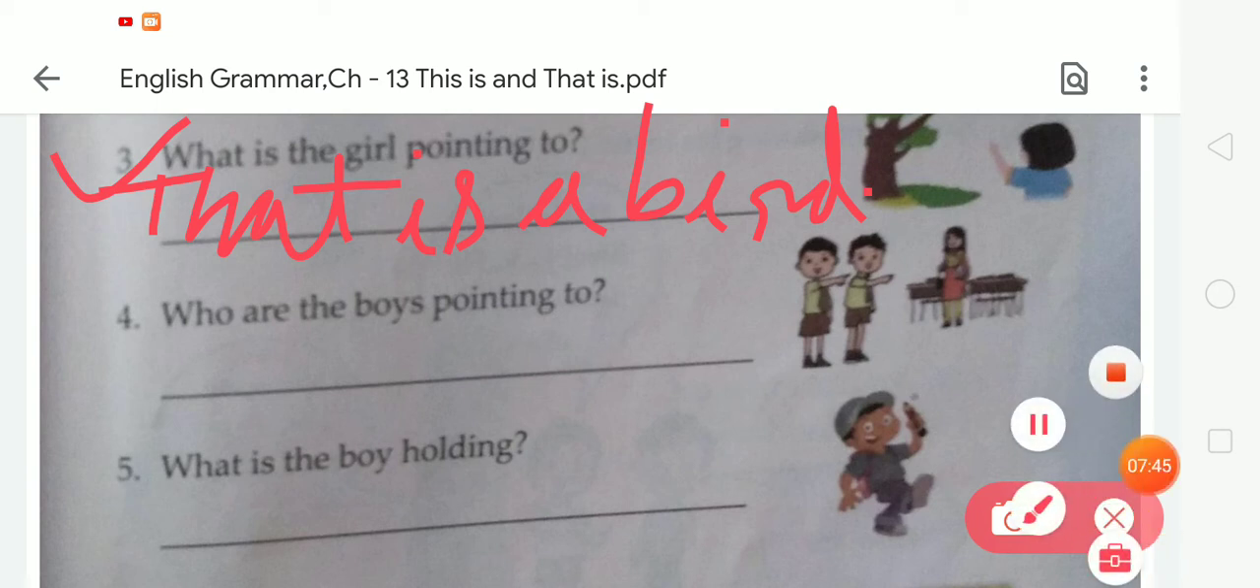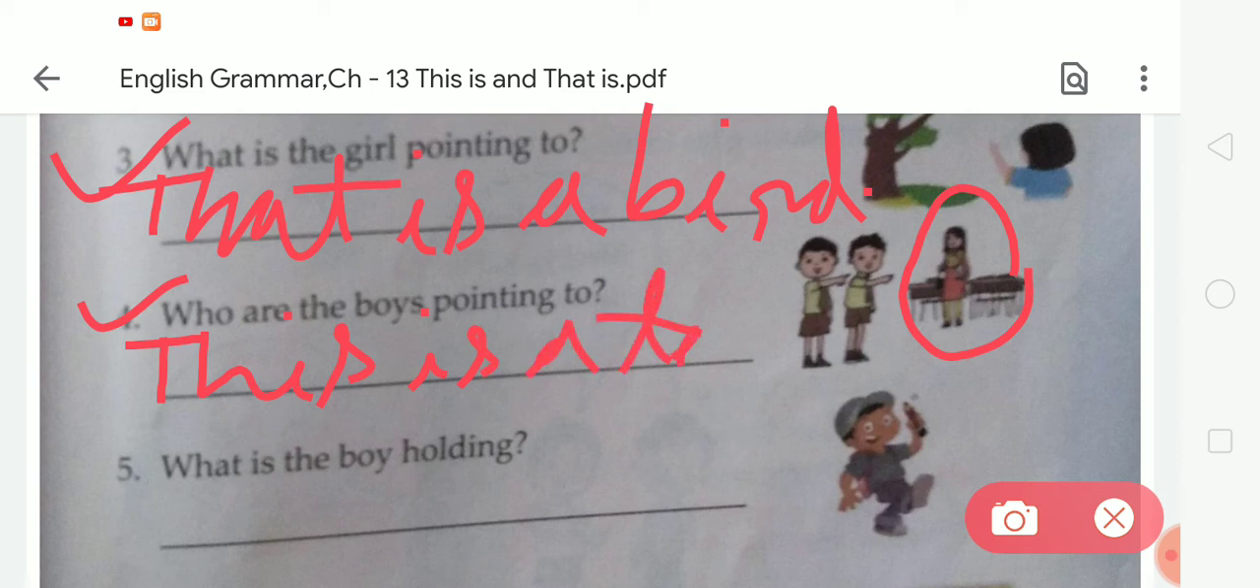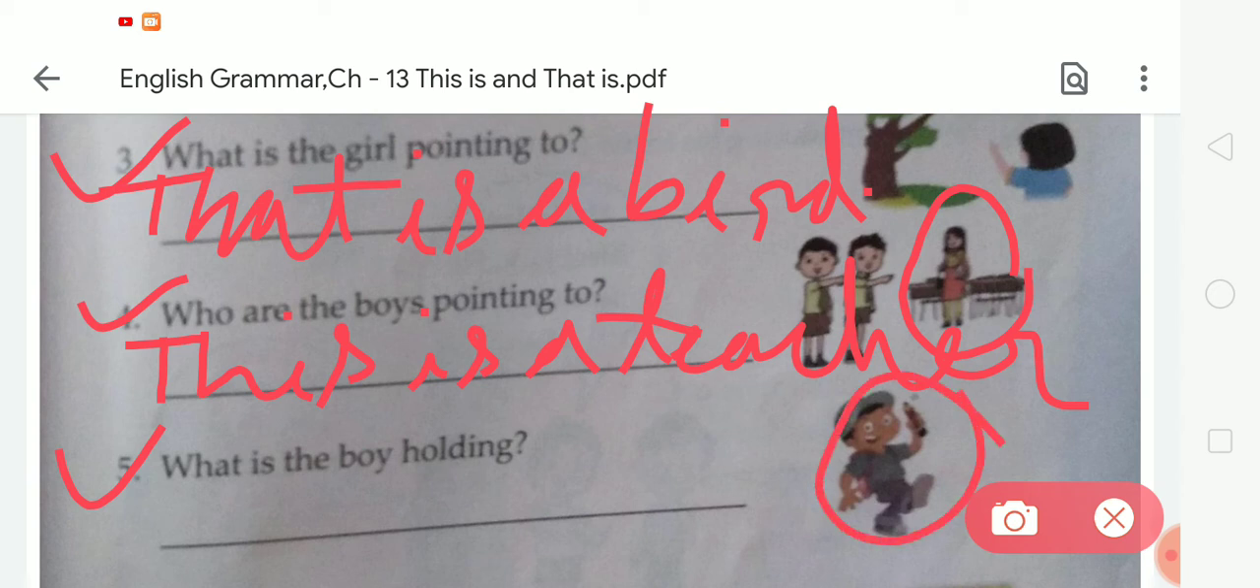Now next, in the next question, who are the boys pointing to? The boys are pointing to a teacher. So we have to write this is a teacher. What is the spelling of teacher? T-E-A-C-H-E-R, teacher. At last, there is question number 5. What is the boy holding? What is the boy holding? The boy is holding a pencil. So we have to write this is a pencil. What is the spelling of pencil?